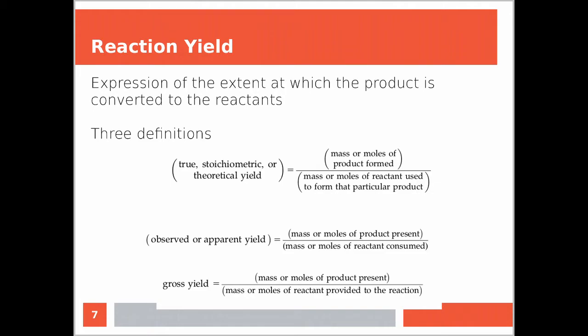The next one is the observed or apparent yield. This happens when there are impurities in your system, such that there are two simultaneous reactions occurring. The observed or apparent yield is based on the mass or moles of the product that you desired over the amount of the reactant consumed.